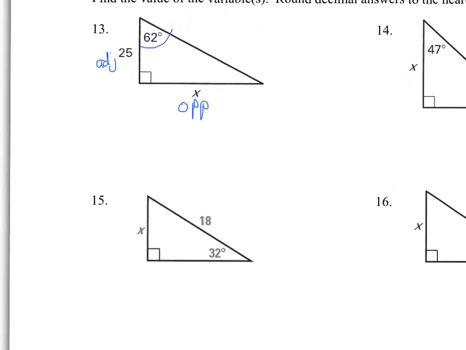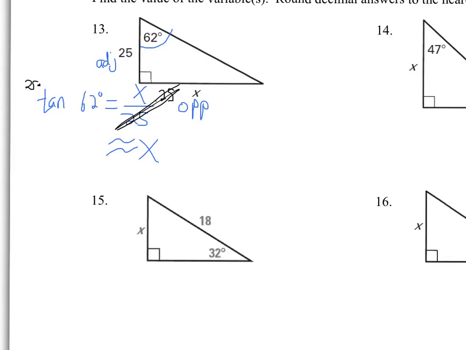So what you would do here is you would set this up as tangent of 62 equals opposite over adjacent, so x over 25. Now, we need to figure out what x is, so we are not done. In order to get x by itself, what we can do is multiply both sides by 25. The reason why that works is because right now x is dividing by 25, so multiplying by it will cancel that out. And so what you're going to type into your calculator is this right here, 25 times tangent 62.